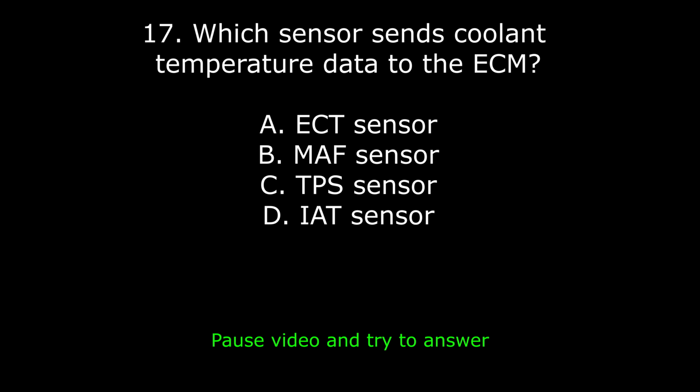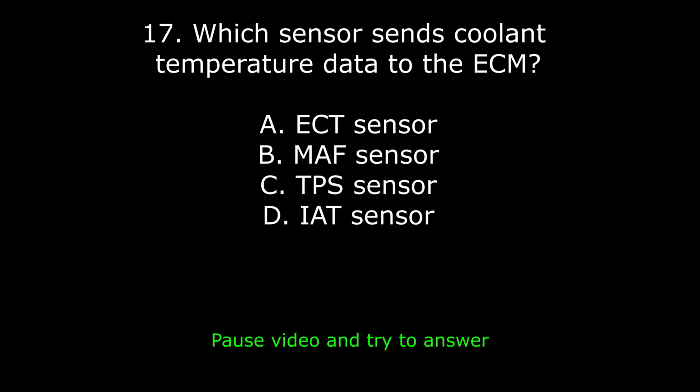36. What occurs if a thermostat is stuck closed? A. Poor cabin heat. B. Engine runs cold. C. Engine overheats quickly. D. Heater core leaks. Answer: C. Engine overheats quickly. Explanation: coolant can't circulate to radiator, leading to rapid overheating.